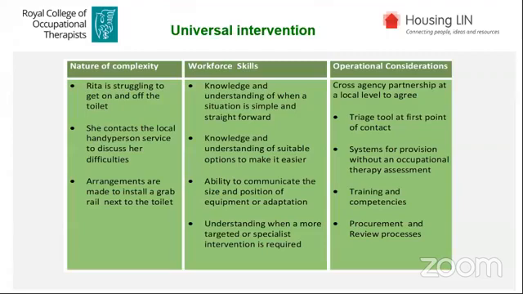This just gives you an idea of how we've applied the framework and complexity, workforce and operational around some case studies. So this is Rita struggling to get on and off the toilet. She's got really good insights as to what she thinks is going to help her, and she contacts a handy person service to make arrangements to install a grab rail. So what we're saying here is that somebody has to have an understanding of what simple and straightforward looks like, what the different options are to make the adaptation work, the ability to communicate with the service user around where it needs to be fitted.